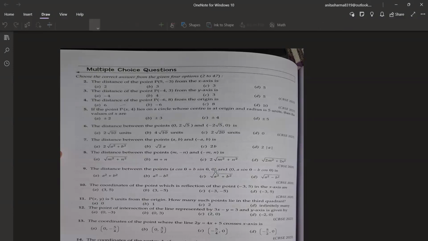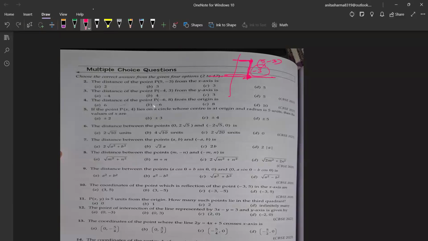See, you are drawing this point like this now. Suppose this is the point (5, -3). Then this is 5, and the distance from the x-axis will be minus 3 or not? It will be 3 only, right? Because distance can't be measured in negative.